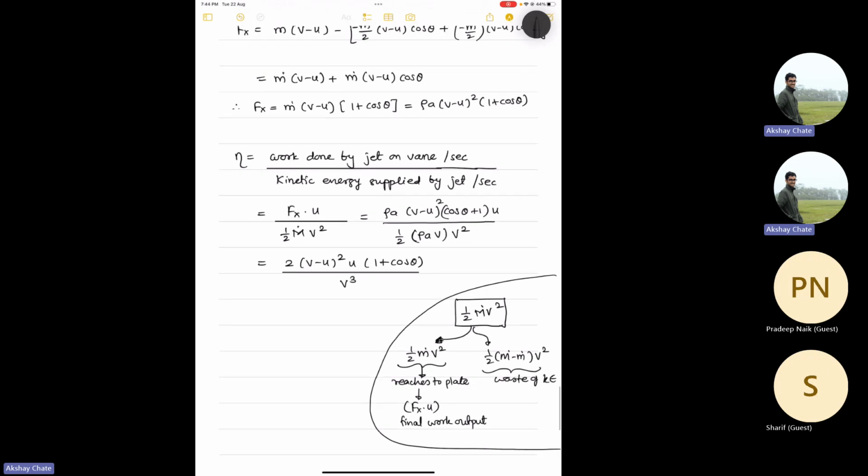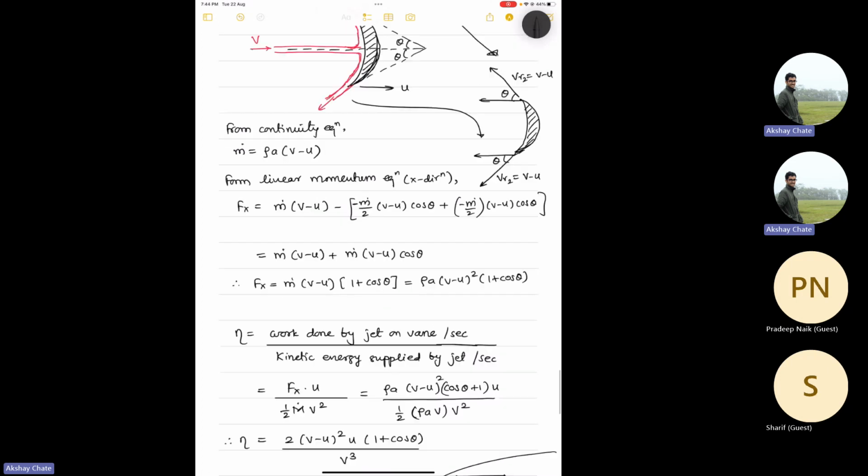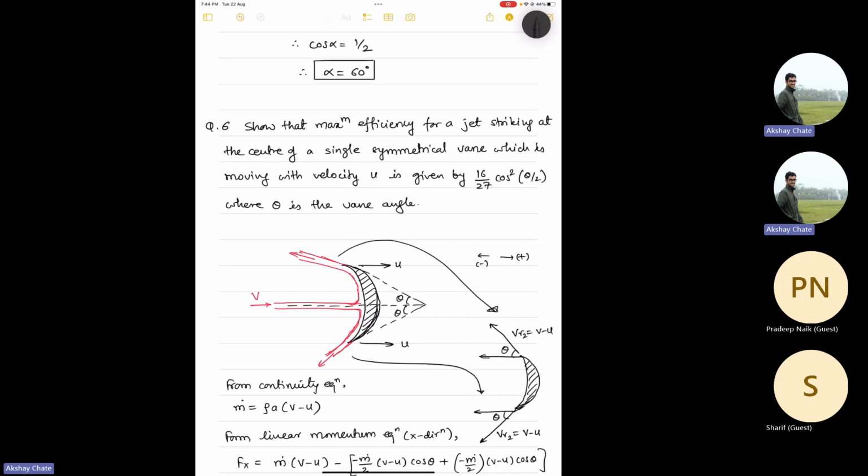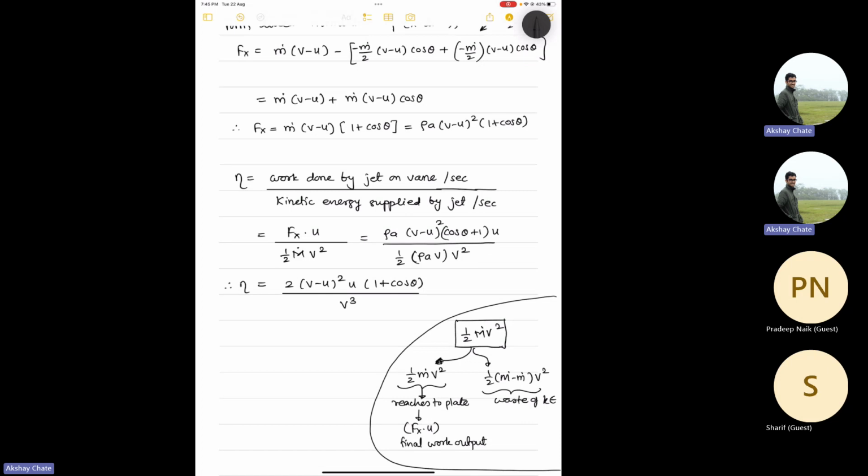So now the question is, this is our efficiency expression. The question is asking to show that the maximum efficiency that can be obtained with this theta angle symmetrical vane is 16 by 27 cos square theta by 2. So now see, in all of this formula for efficiency, v is the velocity at which your stream is coming in, so that is fixed. Theta is also fixed because once you make the blade, you can't change theta.